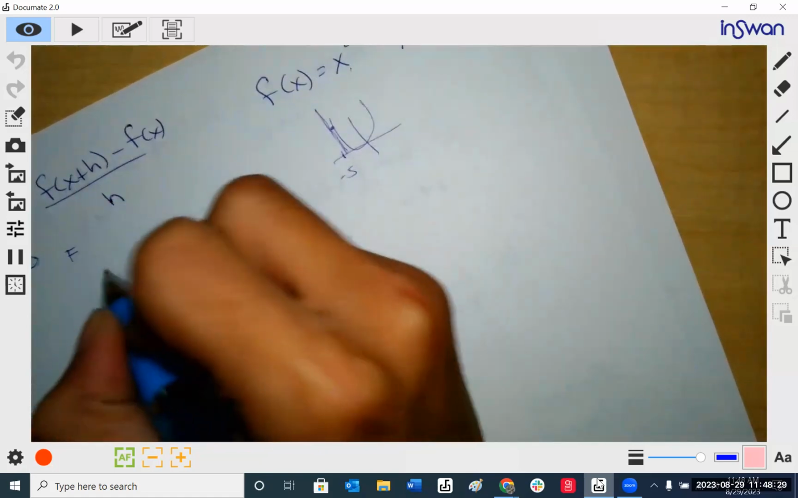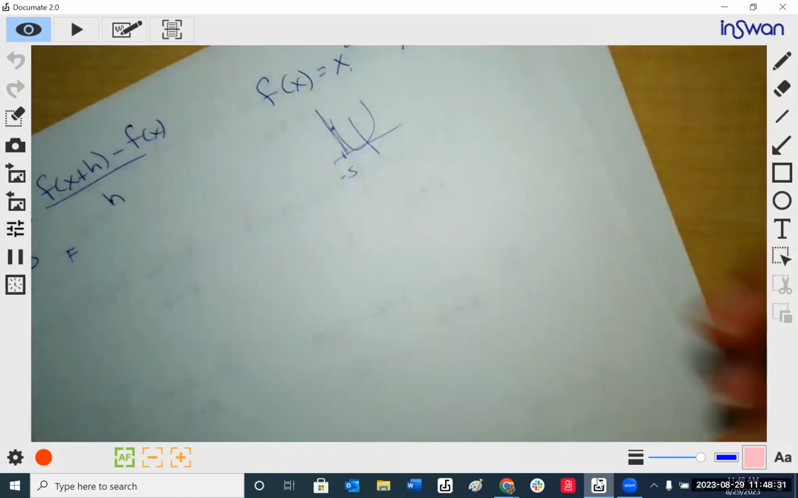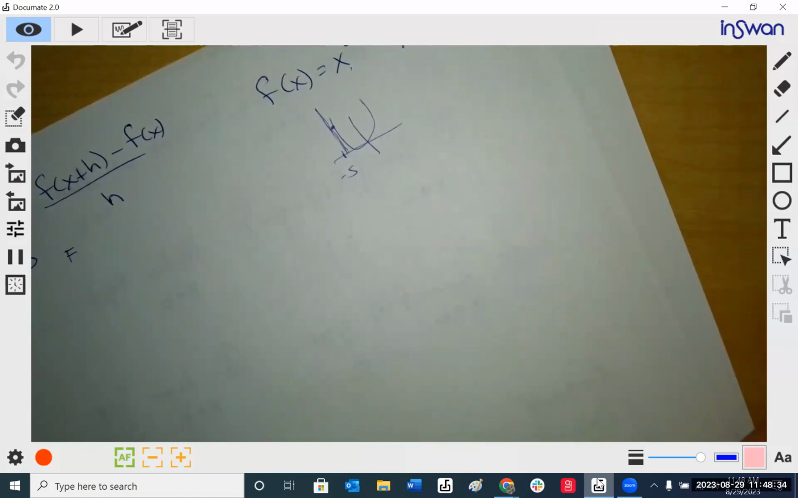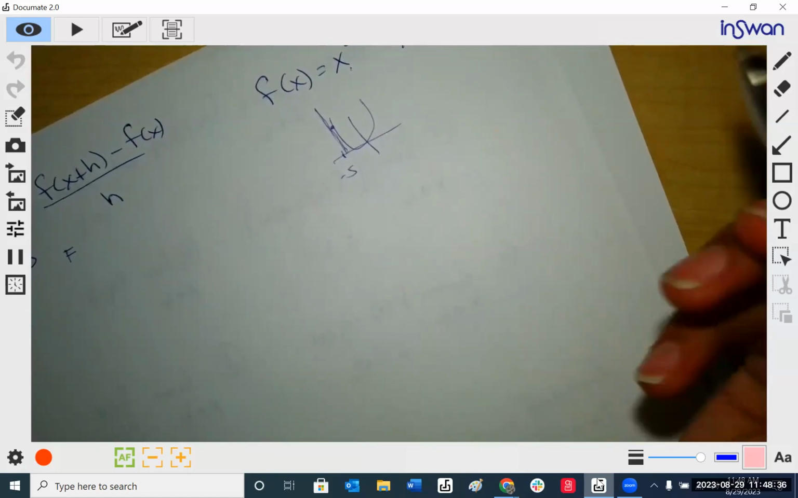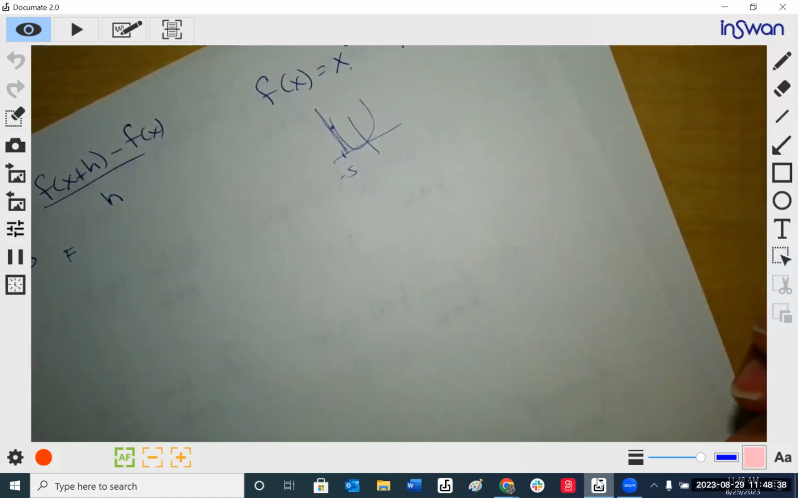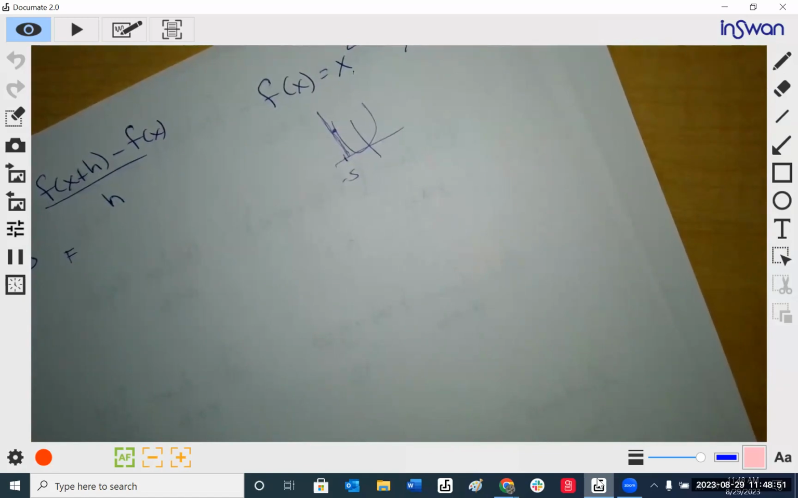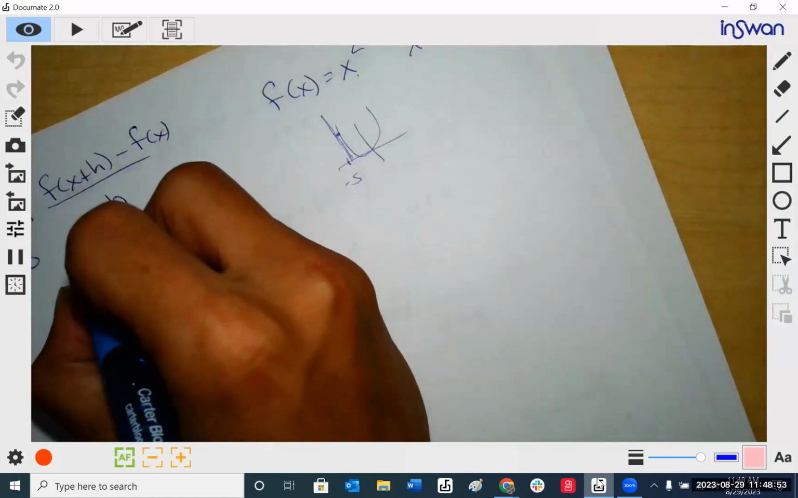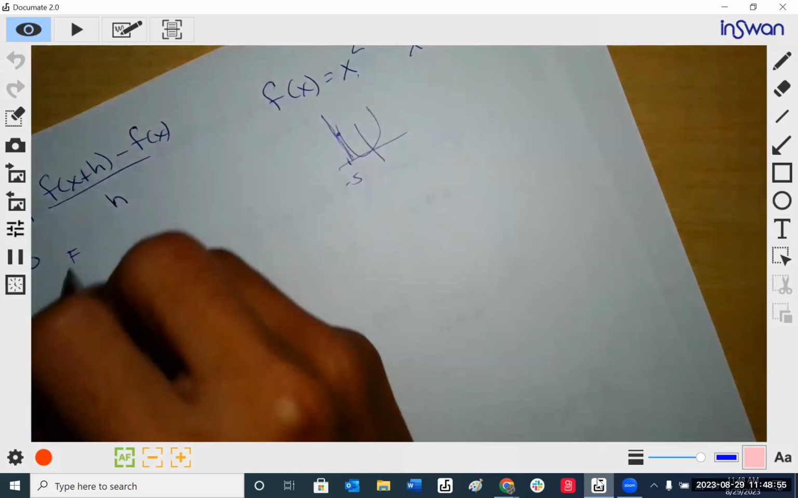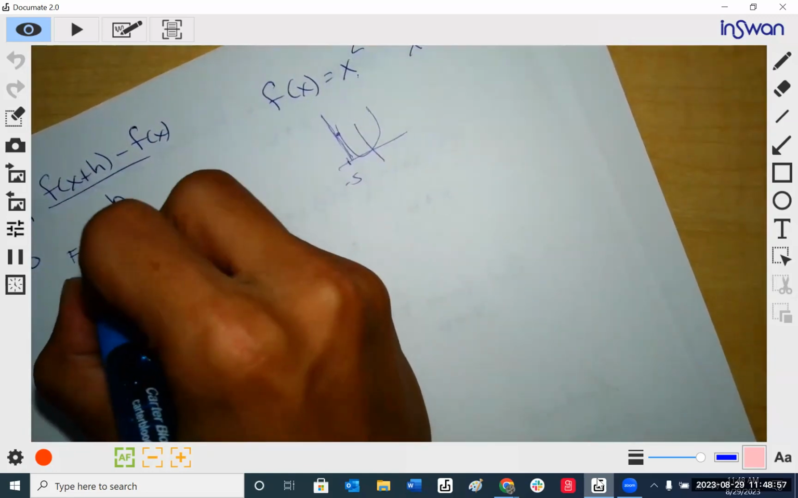Okay. So the first thing you have to find is what is f of x plus h? What's that going to look like? It will be x plus h, because inside the parentheses it's f of x plus h. Anywhere I see an x in the given function, you put an x plus h. So this x becomes x plus h.